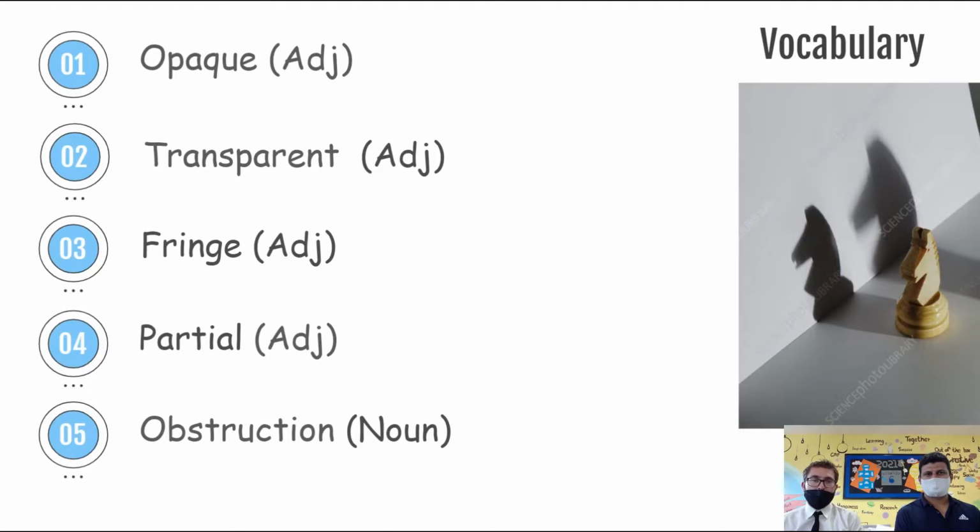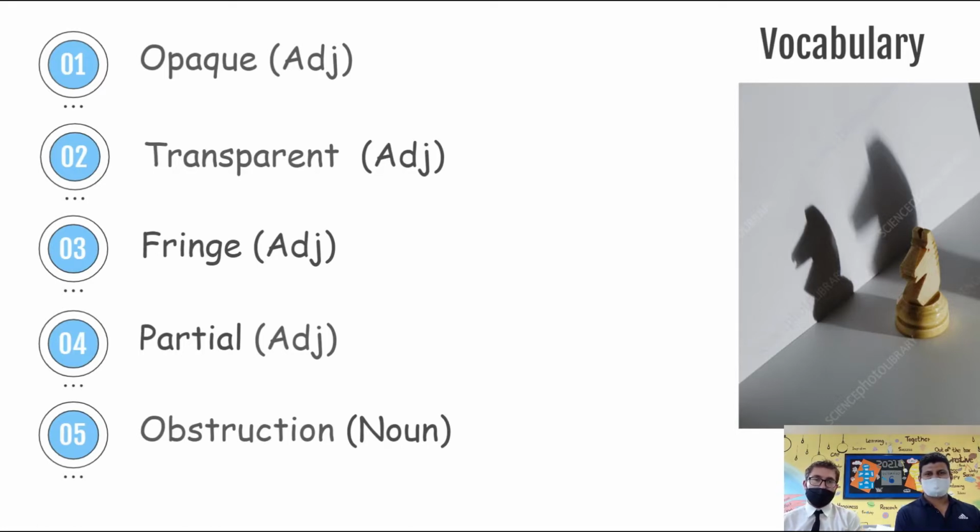Okay, so vocabulary, the number 1, opaque. Opaque, so it's something that blocks the light. The second is transparent. So transparent is an object which does not block light. So light can pass through a transparent object. Okay, so glass is transparent.